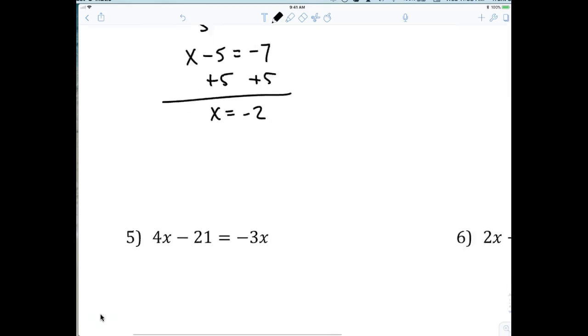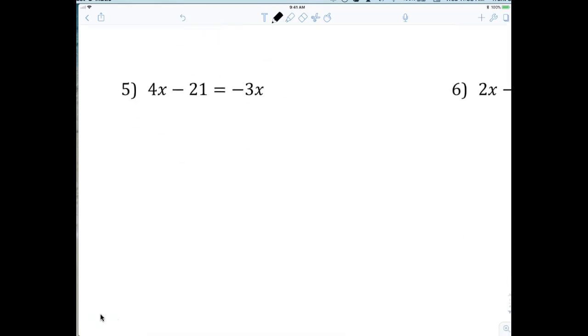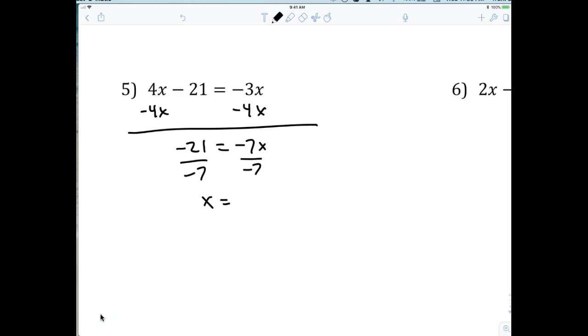All right, let's take a look now at number 5. Now, here, I'm trying to get you to realize that we want variables on opposite sides. Does everybody agree with that? So I need everybody to put a -4x and a -4x. Now, the reason why I did that is because that separated the variables and the numbers. And now I divide by what? -7, divide by -7, so x was what? 3. X is 3. Is everybody good?